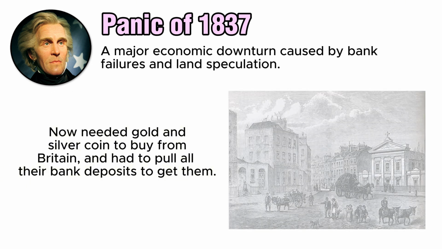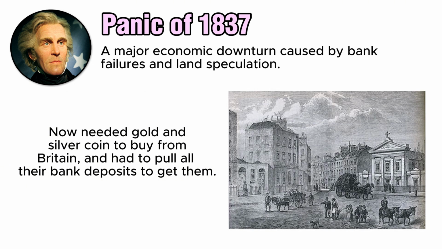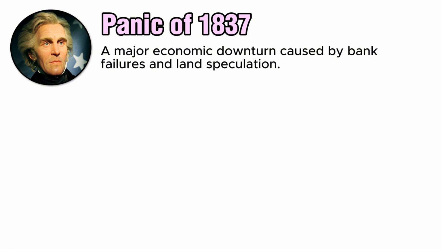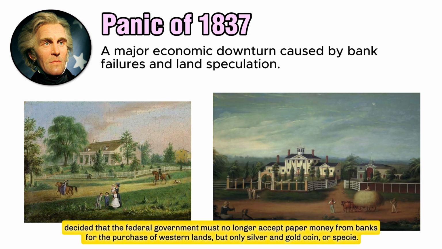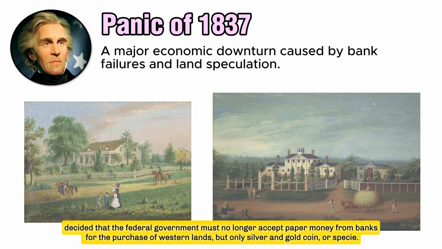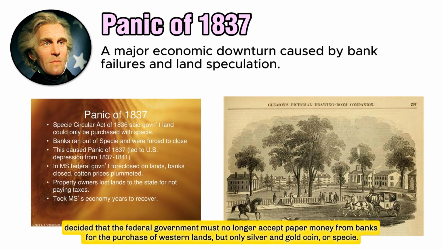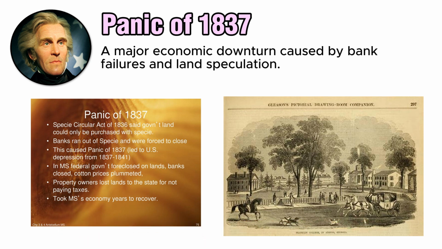Those American merchants now needed gold and silver coin to buy from Britain, and had to pull all of their bank deposits to get them. At about this time, Jackson, ever foe to all banks, became alarmed by the Western land bubble, and decided that the federal government must no longer accept paper money from banks for the purchase of Western lands, but only silver and gold coin, or specie. This was the Specie Circular of 1836.